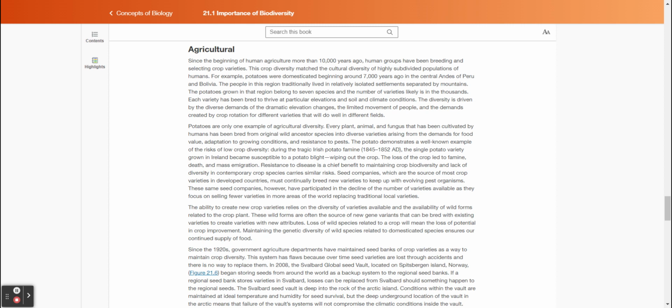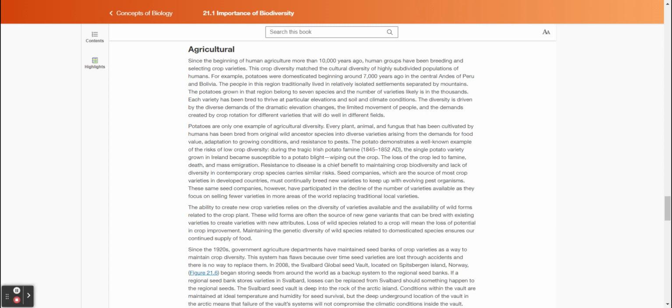Each variety has been bred to thrive at particular elevations in soil and climate conditions. The diversity is driven by the diverse demands of the dramatic elevation changes, the limited movement of people, and the demands created by crop rotation for different varieties that will do well in different fields. Potatoes are only one example of agricultural diversity. Every plant, animal, and fungus that has been cultivated by humans has been bred from original wild ancestor species into diverse varieties arising from the demands for food value, adaptation to growing conditions, and resistance to pests.